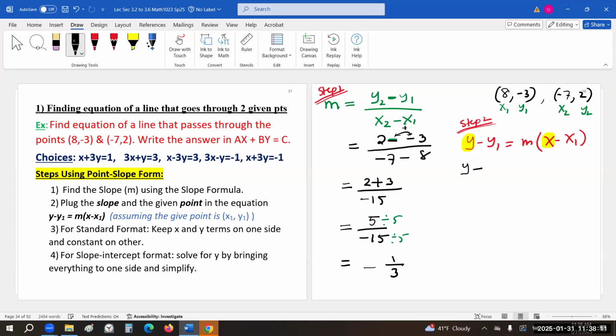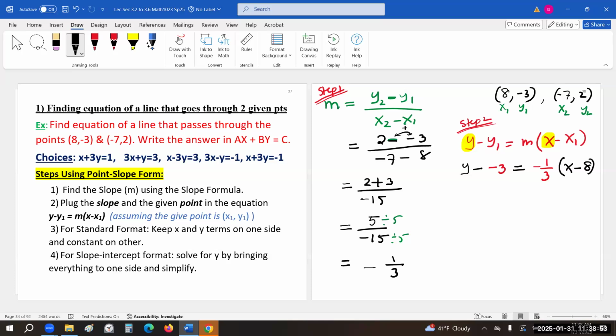So y minus, what is our y1? -3. See, y1 is -3. Equals, what is our slope? -1/3. x minus, what is our x1? 8. So we have x1 8, y1 -3. We substitute that. We found the slope. We substitute that. So we are done finding the equation of the line. So this is the equation of the line.